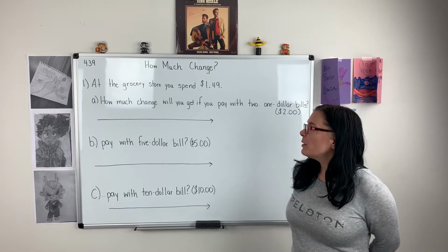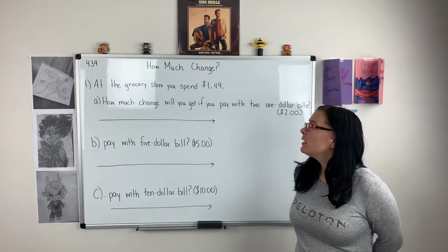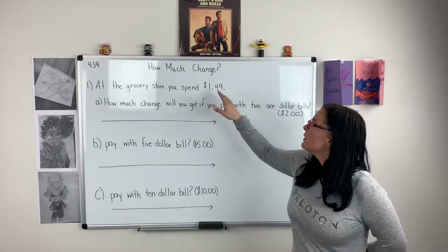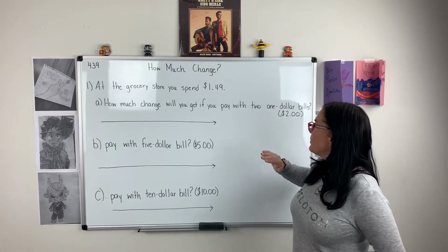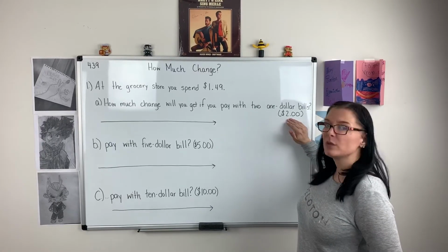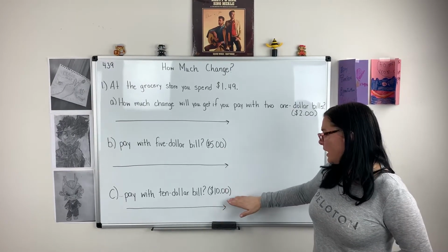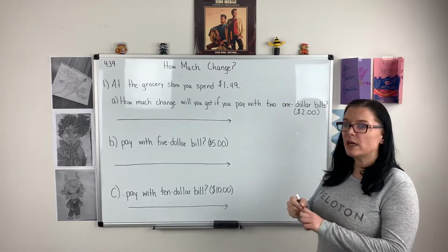So our first problem says, at the grocery store, you spend $1.49. And I would read that $1.49. So we're going to remember that, and we're going to try to find out how much we'd get back if we pay with two $1 bills, with a $5 bill, and with a $10 bill. So first I'm going to solve for spending $2.